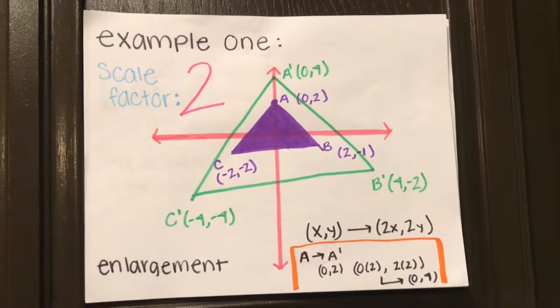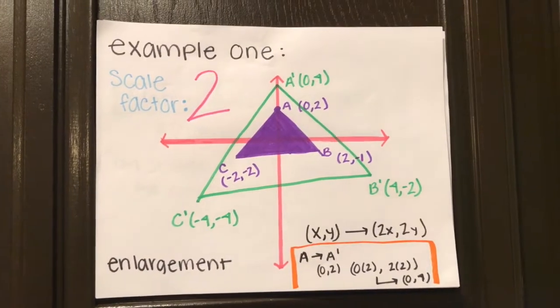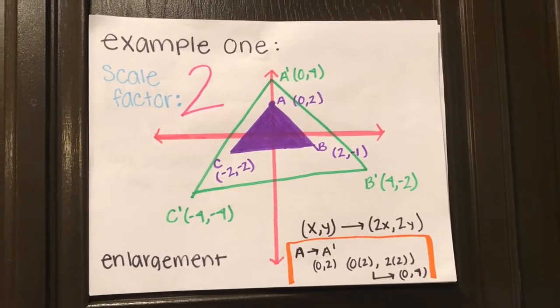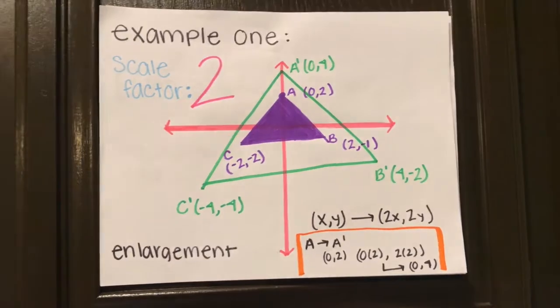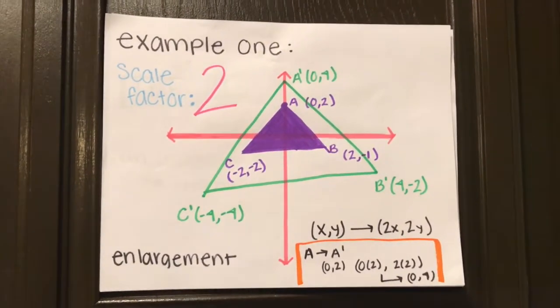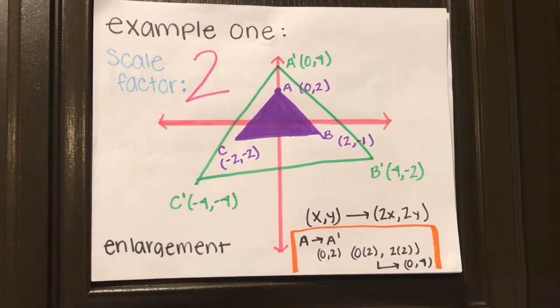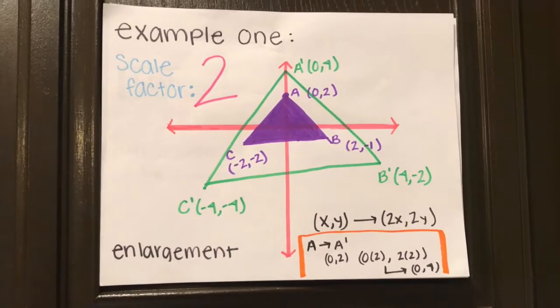We'll start off with a simple example. This is example number 1, and it's an enlargement. Keep in mind the scale factor is 2. The original image is shaded in purple, and the enlargement is the image in green. All you need to do for this dilation is take the original coordinate points and multiply them by 2.